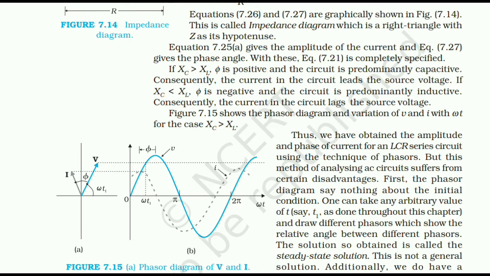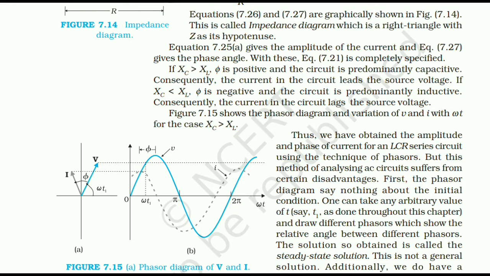If XC is greater than XL, phi is positive and the circuit is predominantly capacitive. Consequently, in the circuit the current leads the source voltage. If XC is less than XL, phi is negative and the circuit is predominantly inductive.